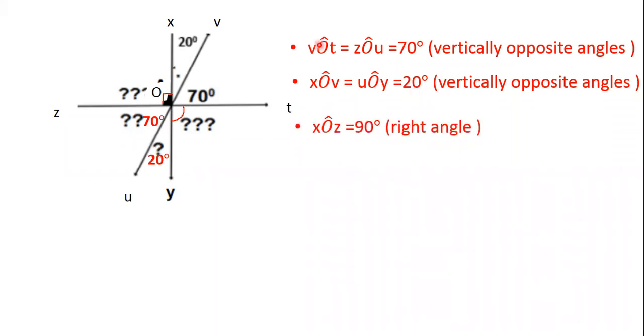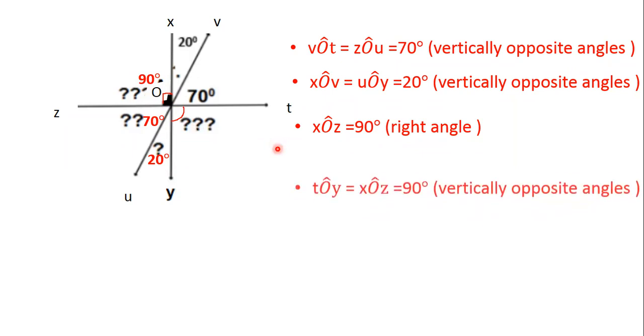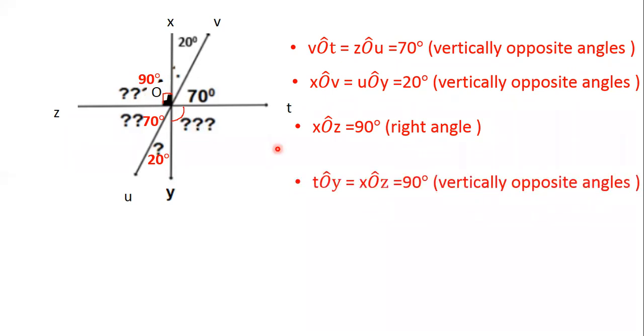Then XOZ, as Bara said, is equal to 90 degrees. Why? Because it's a right angle. I write it down. It's 90 degrees. Then the last angle, which is TOY, is a vertically opposite angle with ZOX. So they are equal in measure, which is equal to 90 degrees, vertically opposite angles.